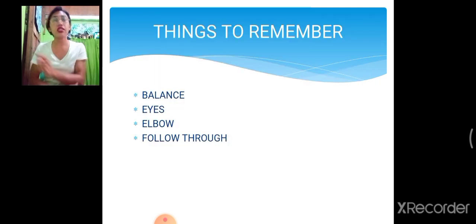So I forgot to discuss the things to remember in terms of shooting. So you need to remember the term BEEF. B-E-E-F. So B is for balance. You should balance your body movements, and of course eyes. You need to focus your eyes on the basket when shooting the ball, because if you have a problem with your eyes, it is hard to shoot the ball into the basket. Next is elbow and follow through.